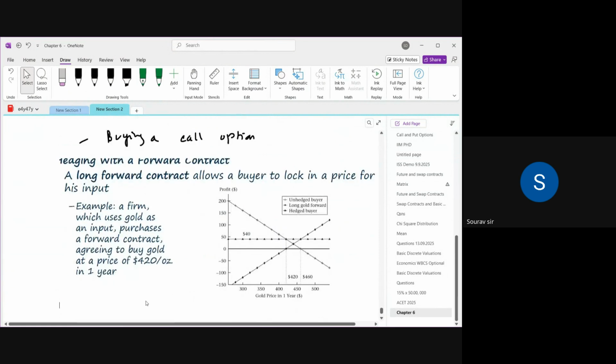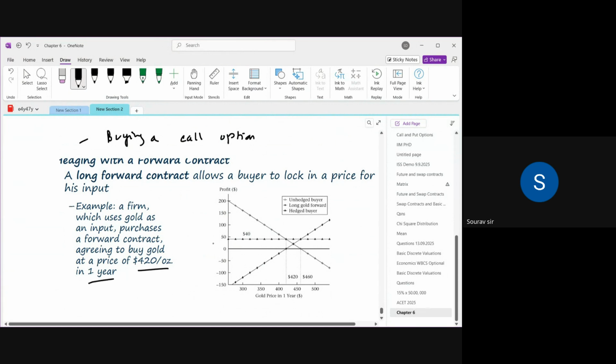So here a long forward contract allows a buyer to lock in a price for their input. By doing this, they protect themselves from rising prices, ensuring the cost of a firm that uses gold as an input. Now he agrees at 420 in 1 year. So what is the payoff logic?